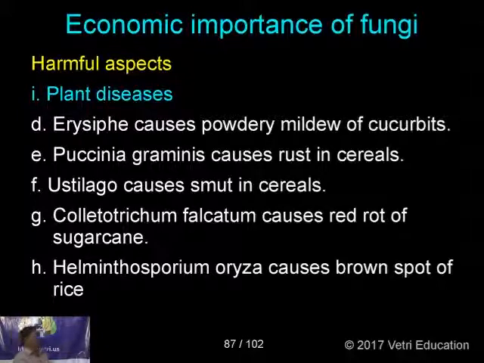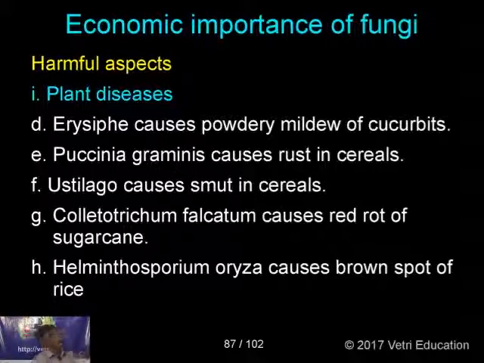Regarding these plant diseases, Erysiphe causes powdery mildew of cucurbits, the cucumber plants. It causes a white powder disease on the cucurbits. Puccinia graminis causes rust in cereals. The other day I told you already, Puccinia graminis is a heteroecious fungus. It needs 2 plants to complete its life cycle, and it causes rust disease in cereals, in wheat and paddy, etc. Rust means red color, red powder disease. It causes red powder on leaves and it reduces the yield.